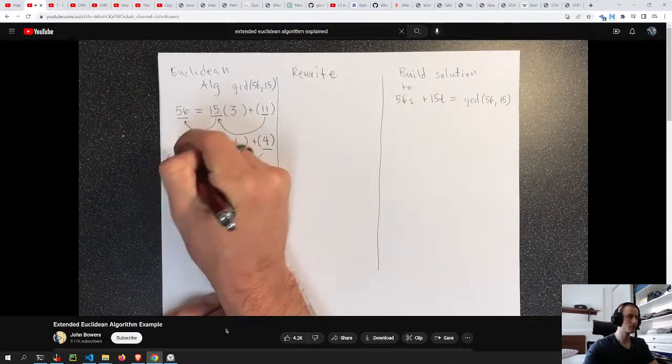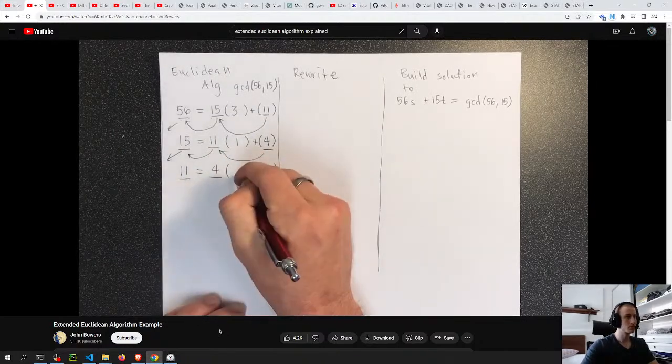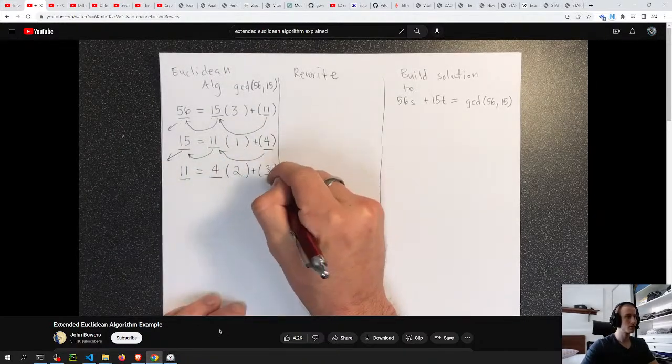The underlying things that are moving, but these ones are just kind of leaving, right? So we have 11 is equal to 4. We need a quotient and a remainder. 4 goes into 11 2 times. 2 times 4 is 8 with a remainder of 3. And do the same thing.